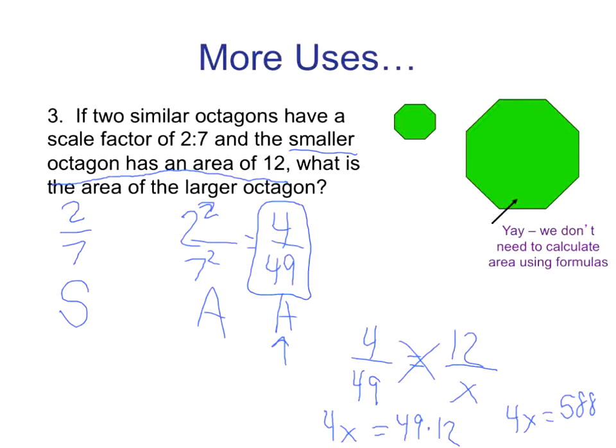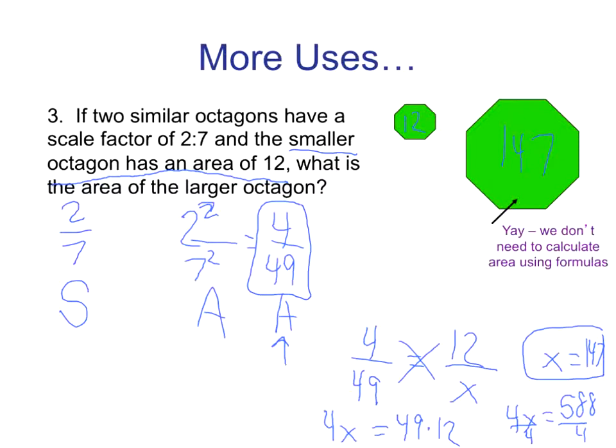Last step, how do I get the x by itself? Divide by 4. Good job. So by the time I'm done, I get x is 147. So the area of my small octagon is 12. The area of my large octagon is 147.